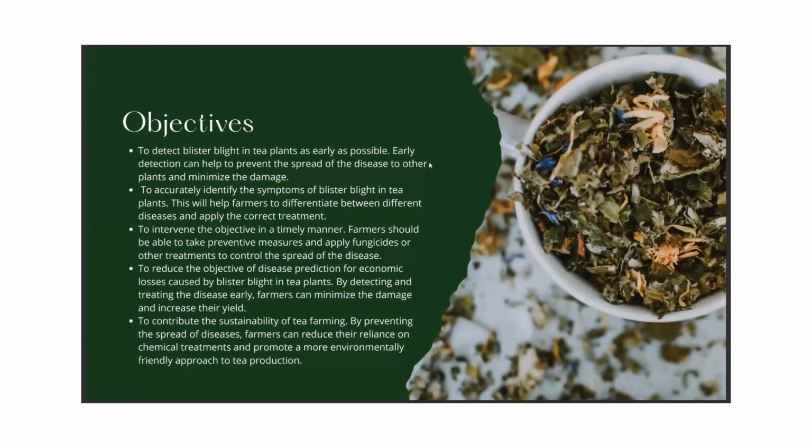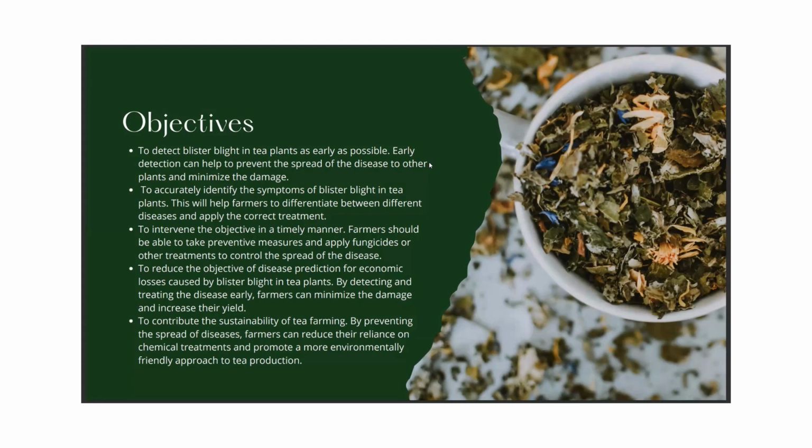Coming to the objective, it helps in detecting the blister blight in tea plants as early as possible. Early detection can help to prevent the spread of the disease to other plants and minimize the damage. To accurately identify the symptoms of the blister blight in tea plants, this will help farmers to differentiate between the different diseases and apply the correct treatment.